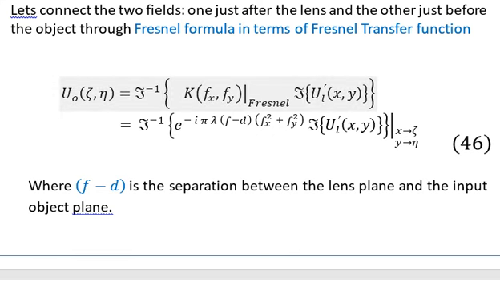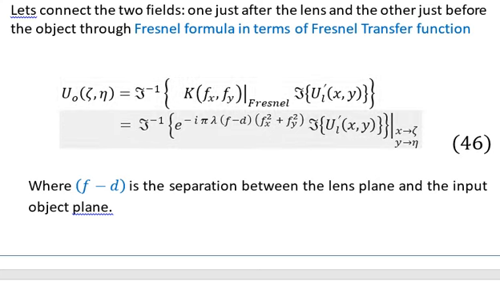You see that we have the Fourier transform of the field just after the lens, that is the Fourier operator operating on the curly bracket, and within that we have the field just after the lens, which is ul prime of x comma y. This field is multiplied by the capital K of x comma y, which is the Fresnel transfer function. Both these are multiplied within the curly bracket, and on that the inverse Fourier transform operator will operate and will give you the field at the input object, which is u naught of zeta comma eta.